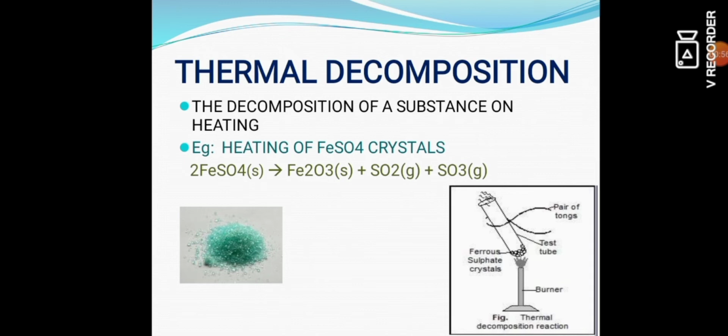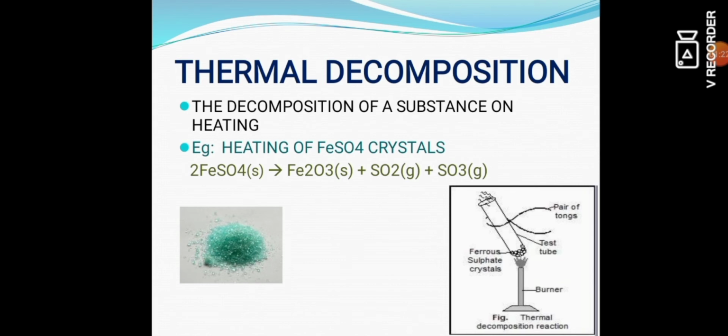FeSO4 means ferrous sulfate crystals. The color of ferrous sulfate crystals is light green. You can see the picture of ferrous sulfate crystal in the slide itself. So we are going to take one test tube. Into that test tube we are adding one spoon of ferrous sulfate crystals. Then we are heating that test tube containing ferrous sulfate crystals.